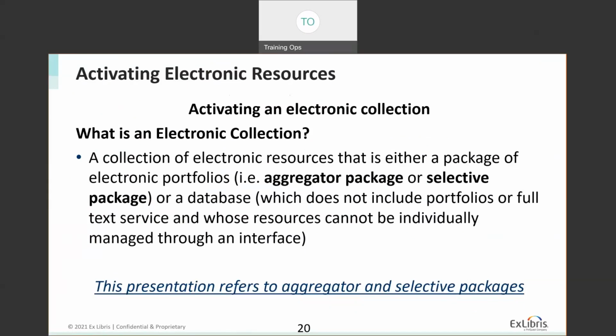There's no selection involved. If you have a selective package, in that situation, when you buy that package, you are purchasing a subset of the entire package. You might be purchasing 5 of the portfolios, 10, 20, 30, I don't know, whatever materials you choose in that package. So that's a selective package. Alma does also have databases, and databases don't have full text access like aggregator and selective packages do. So we're activating aggregator and selective packages. That's the workflow we're talking about in this presentation, in this session.